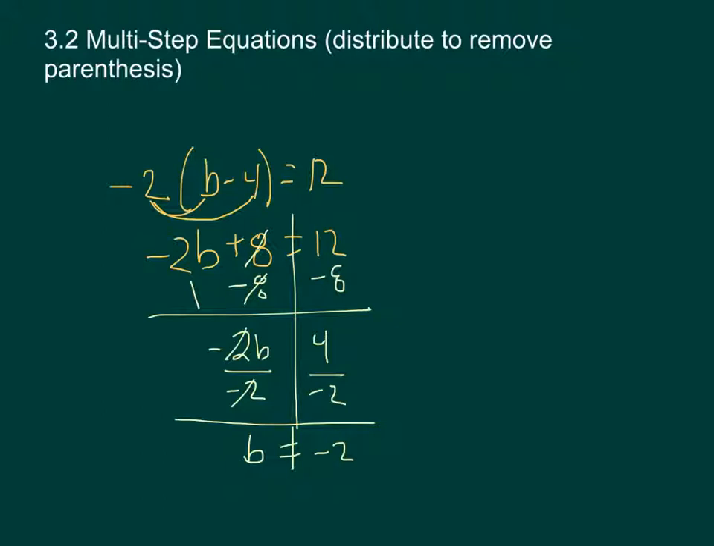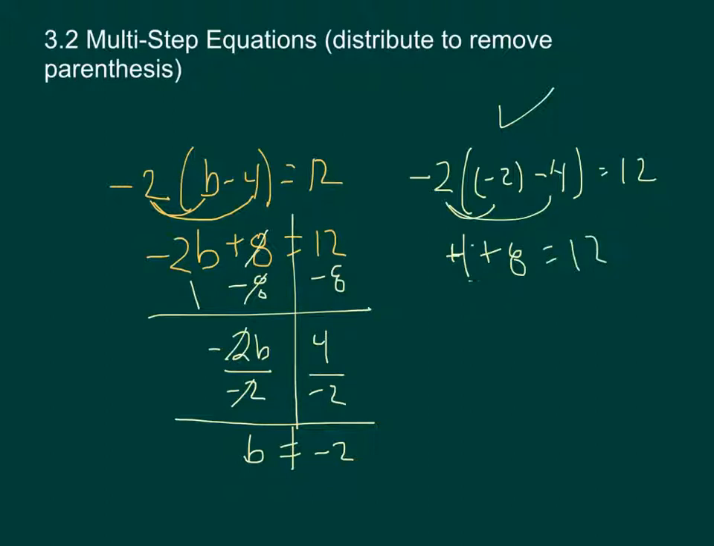And then just like all my other problems, I can go back and check my work by plugging it into the original: negative 2 times, and I still use parentheses here just to show that I'm substituting. I'm taking this negative 2 here, plugging it in for b. Okay, now I can distribute. Negative 2 times negative 2, whoops, is just positive 4. Negative 2 times negative 4 is positive 8. 4 plus 8, 12 equals 12.